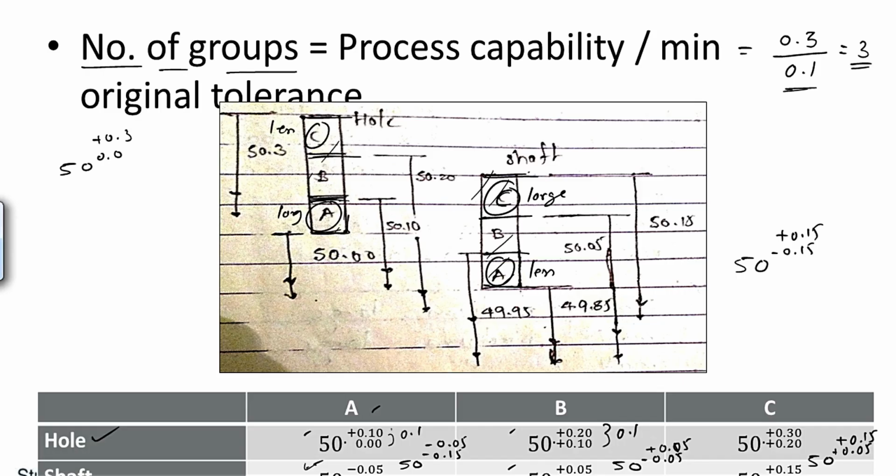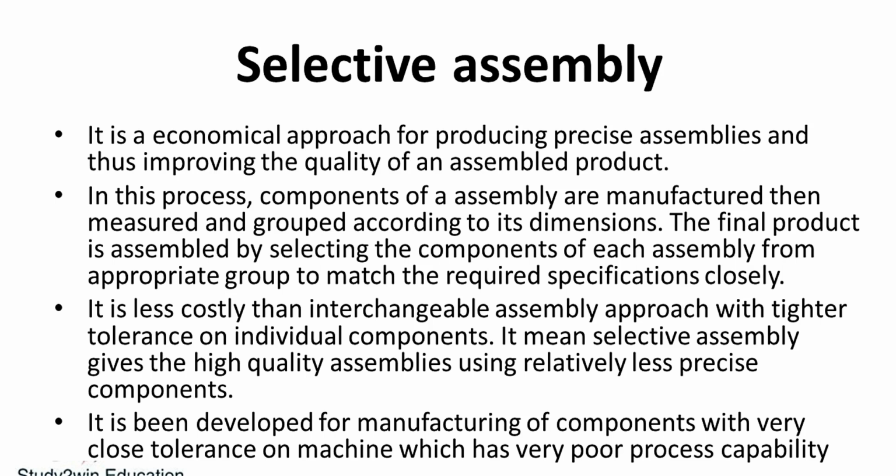Now let's move to the initial slide where we will read the text and try to strengthen the concept you have learned. Selective assembly is an economical approach for producing precise assemblies and thus improving the quality of the assembled product. That means in selective assembly, with less precise machines, we produce more precise assemblies. So this is the beauty of selective assembly. It is economical because if the machine is less precise, it must be of low cost, and the assembly we are making is very precise. That means the quality of the product is good. So this is what that sentence says.